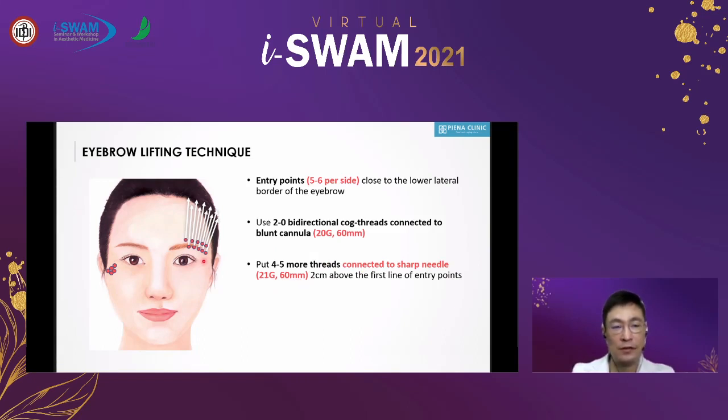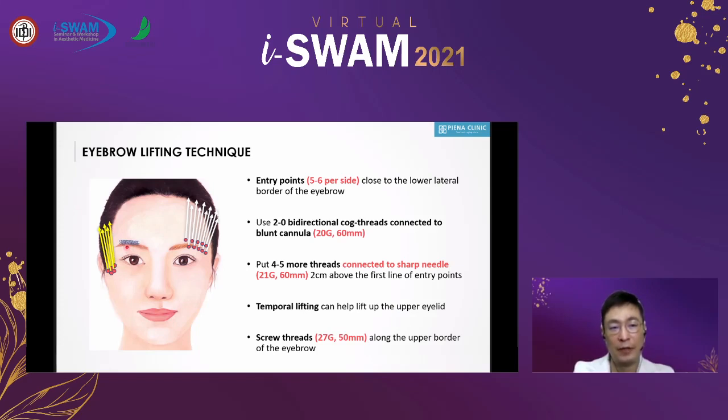But before inserting this sharp needle, you should always inject enough tumescent containing epinephrine. And after 15 minutes, there is only minor bleeding. And to reinforce this lateral part of eyebrow lifting, I sometimes use temporal lifting, because temporal lifting can also help to lift the mid and lower face together.